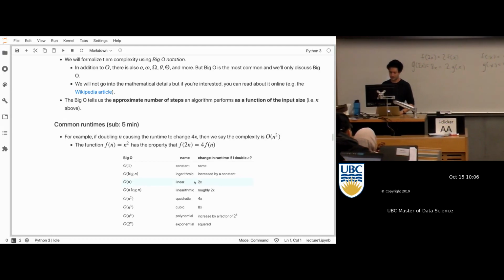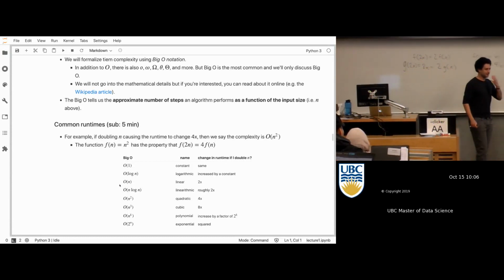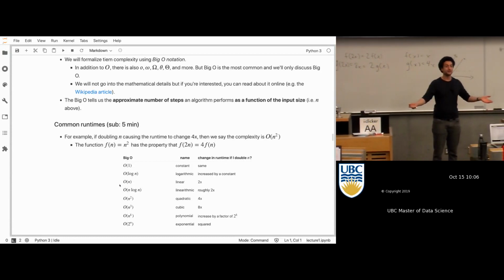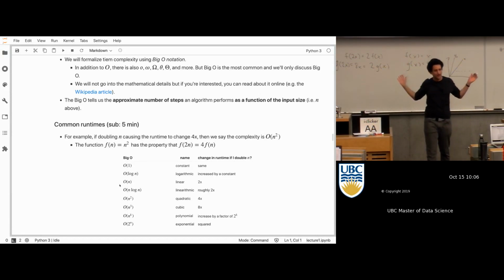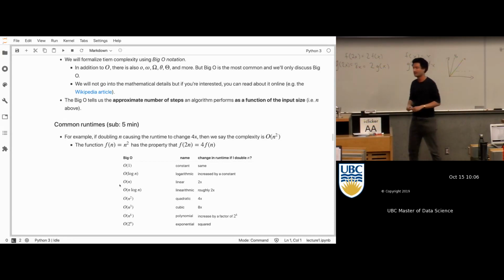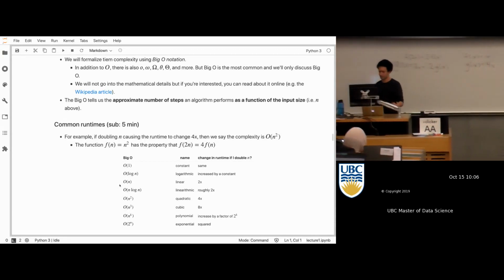O of n we just talked about, like searching in a list. That's called linear time. And if I double n, then the running time doubles. And notice I don't have 2n and 4n and all that stuff on the list. We call all of those things linear time because for our purposes they're the same thing. They have this property of double the input, double the output.